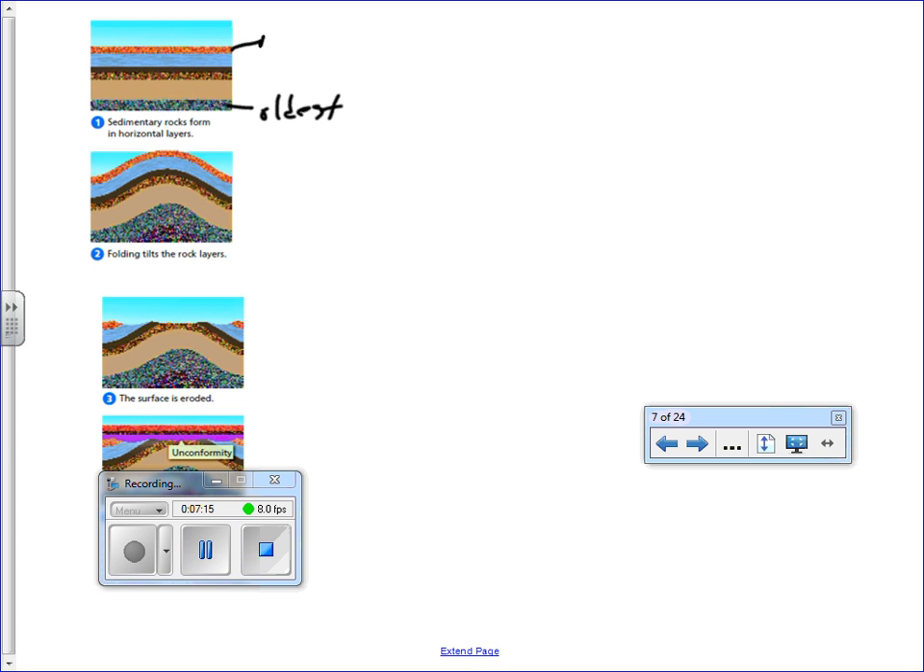And this one is the newest. Pretty obvious. And if you ordered them, this would be 1, 2, 3, 4, 5, 6. Okay, but what can happen to sedimentary rock over time?